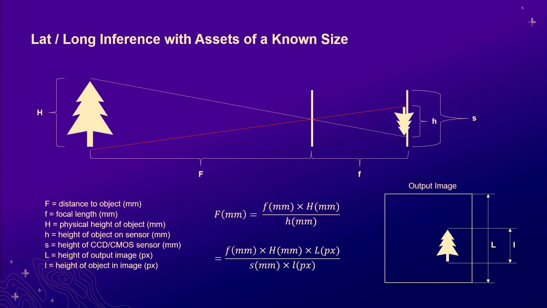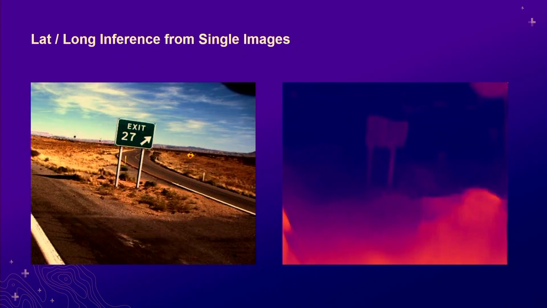Short of that, if you have access to the focal length of your camera, the size of the CCD or CMOS sensor, and the object of interest is of a standard size, let's say if you know how big traffic signals, a specific class of road signs, or fire hydrants are in real life, you can use similar triangles to get a pretty decent estimate of the distance of the object to the camera. Alternatively, for this project, we're actually using a neural network approach to infer the distance of assets from the camera for single images.